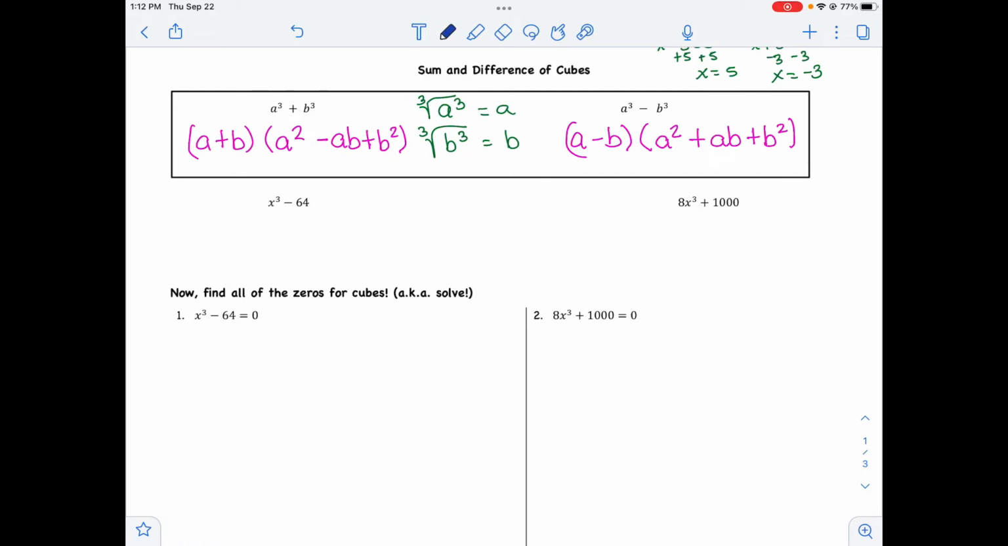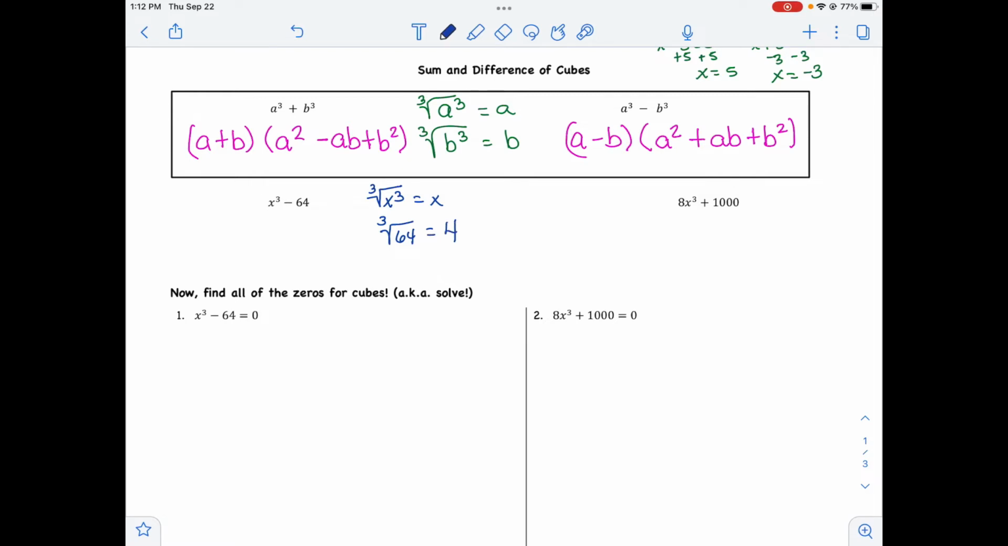So I have x to the third, and I have a negative 64. So I have subtraction here, so I know this is a difference, and x cubed is a perfect cube, and so is 64. You think, what times itself 3 times will get me 64? So you're really just taking the cube root of x and get x, and the cube root of 64, and you can think about 64 raised to the 1/3 power, is going to be 4.